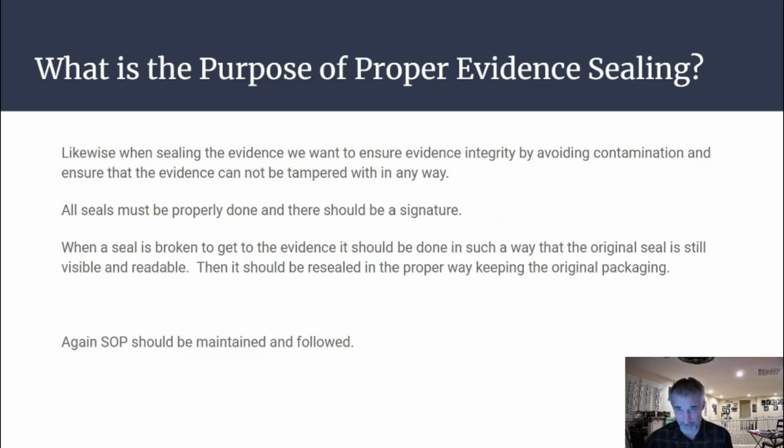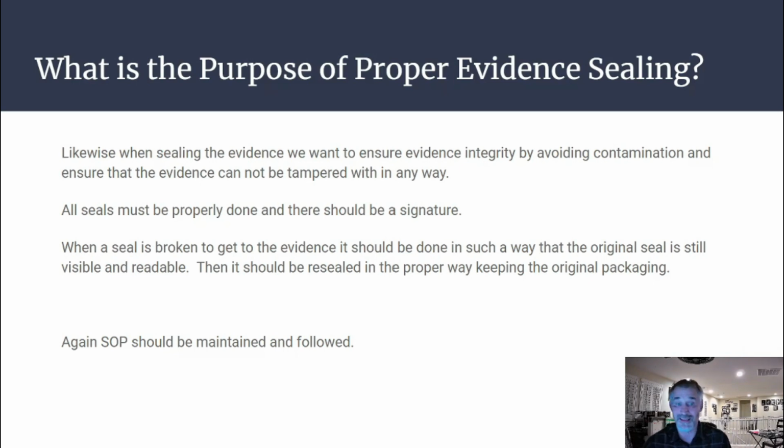Likewise, when sealing evidence, so now we're up to where we're sealing it. When we're sealing the evidence, we want to ensure evidence integrity by avoiding contamination and ensure that the evidence can't be tampered with in any way. All seals must be properly done, and there should be a signature as well as a date on the seal. And we're going to talk about that. I'm going to give you some examples too as we go through this.